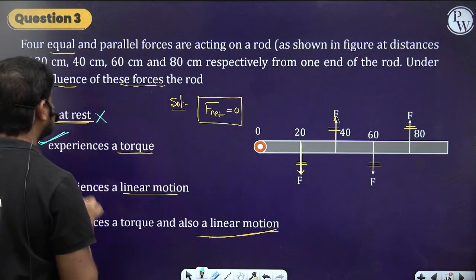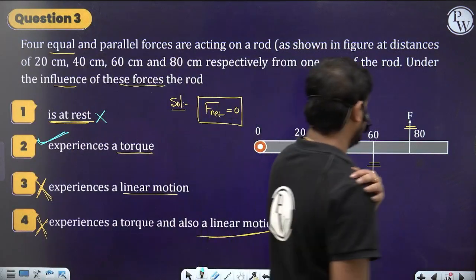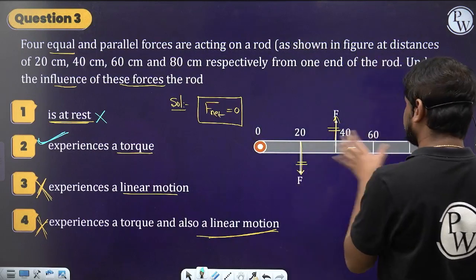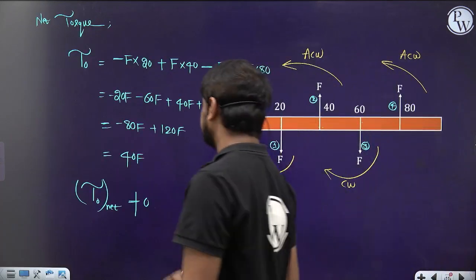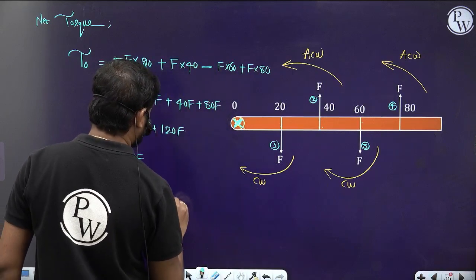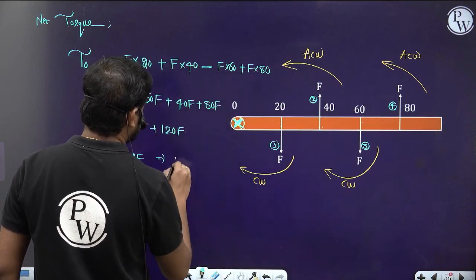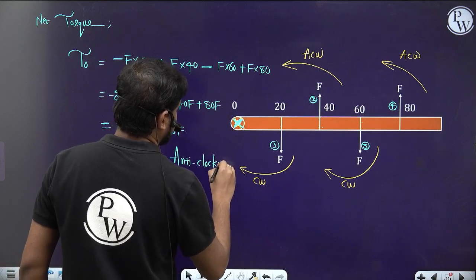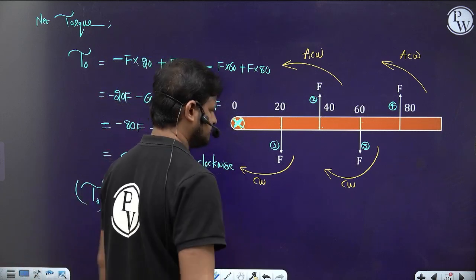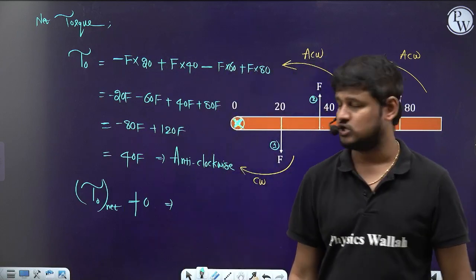It experiences some torque. So if you know the force magnitude, you can find the torque also, yes or no? The net torque is anti-clockwise, as it is positive. Clear guys? Understood the concept now? Done? Chalo, let's move further.